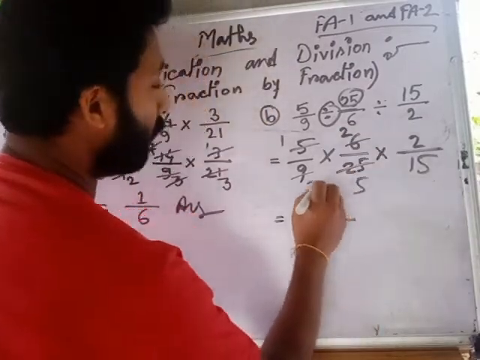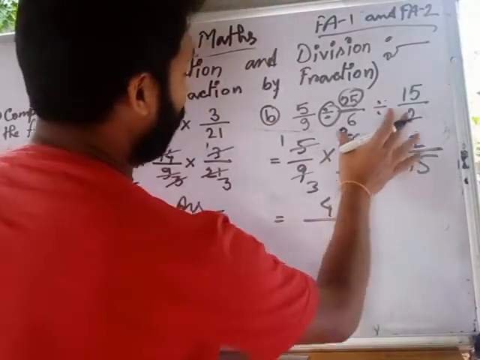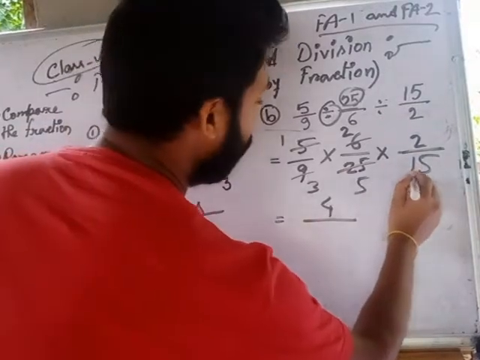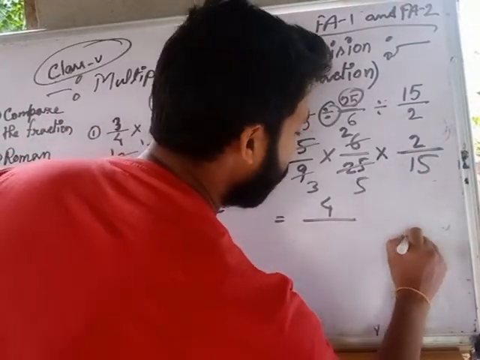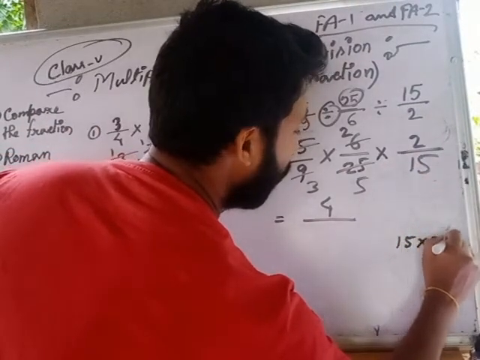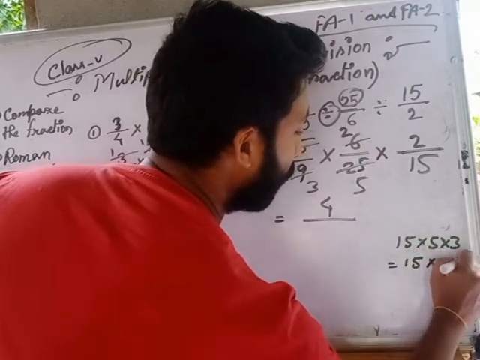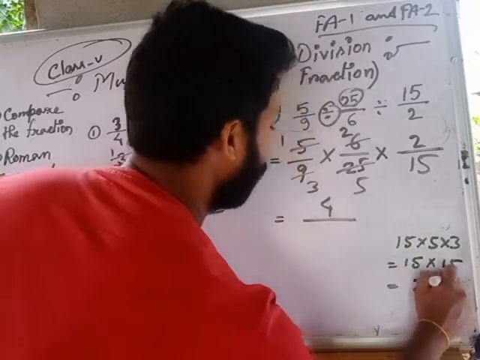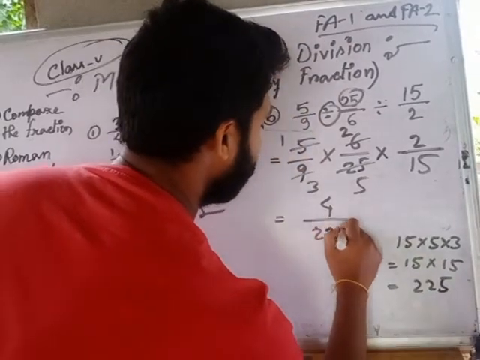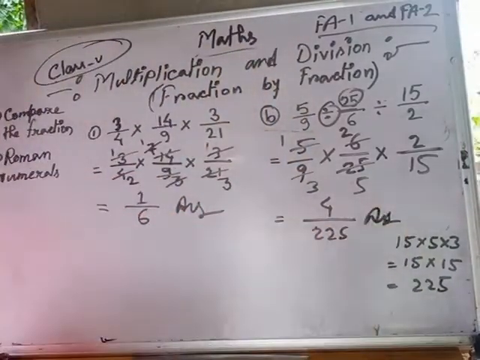2 twos are 4 as a numerator and denominator 15 multiplied with 5. If 15 multiplied with 5, that is 225. So we should write here 225. This one is the answer.